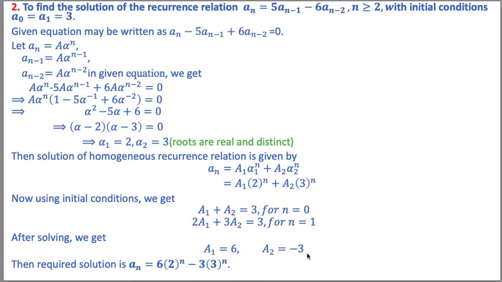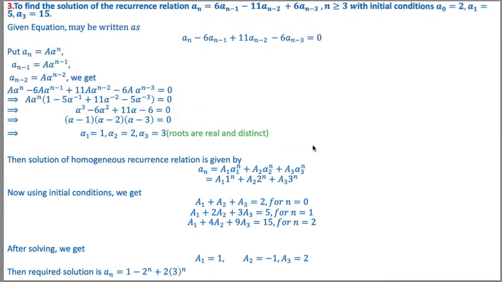If we substitute these values in this relation, we get an equal to 6 times 2 raised to power n, where a1 is 6, minus 3 times 3 raised to power n, where a2 is minus 3. So this is the solution of the given recurrence relation. This is the case when roots are real and distinct.